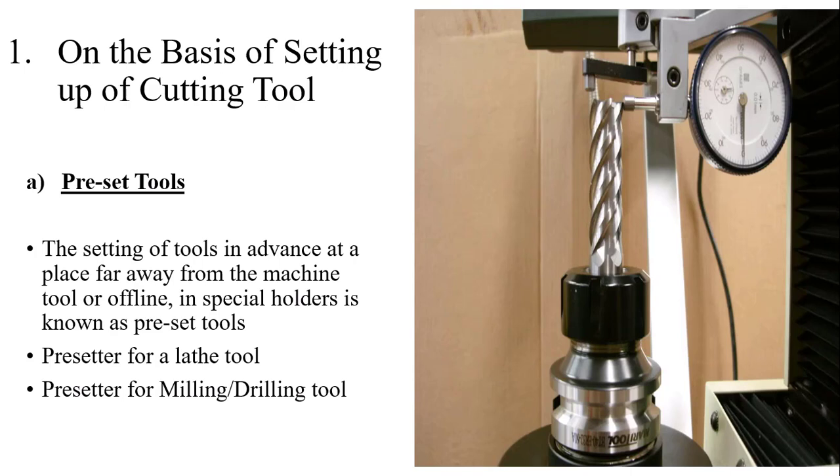That's why it is the setting up of the tool in advance, at a place far away from the machine tool, or offline. As I said, it is not set on the machine, it is set in the lab and then inserted onto the machine in special holders, known as preset tools. Preset tool for the lathe machine, preset tool for the drilling machine. It means the tool is set up according to its diameter, material, length, construction and operation. Then this tool is fitted into the machine. A completely offline method of setting up.